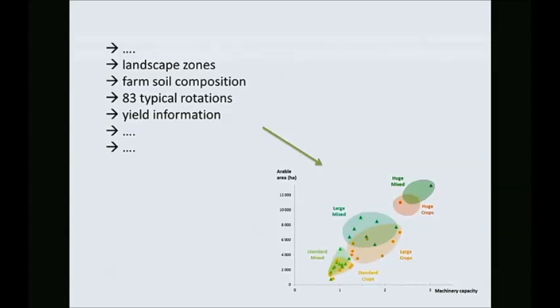So to build the typology, I collected a lot of variables, as I mentioned, and some of that included information about the landscape zones, so the agroecological zones, if you want, and the farm soil composition, which is something that is rarely collected, especially in financial surveys. I had detail about 83 rotations typically implemented by those farmers across their different soils, and I had yield information.